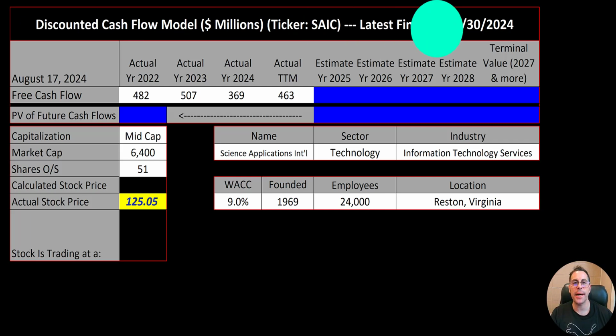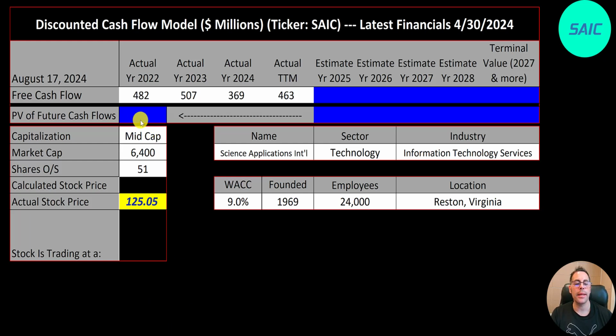science application stock by analyzing their financial statements and dissecting their financial ratios. So we're going to determine if it's a buy or a sell. Let's get started with the model.